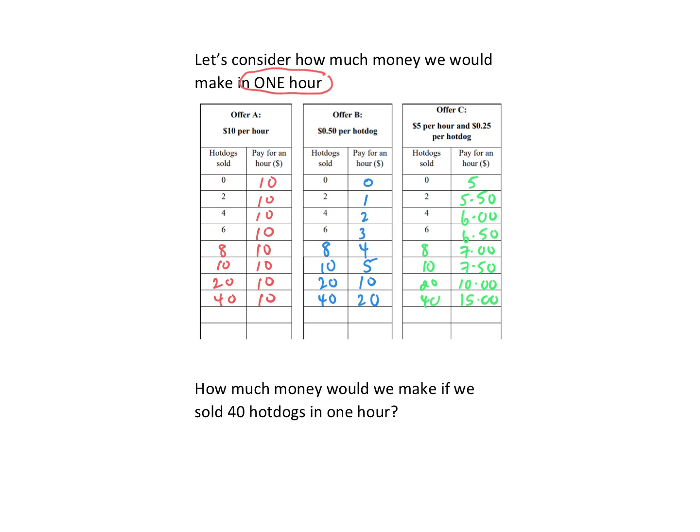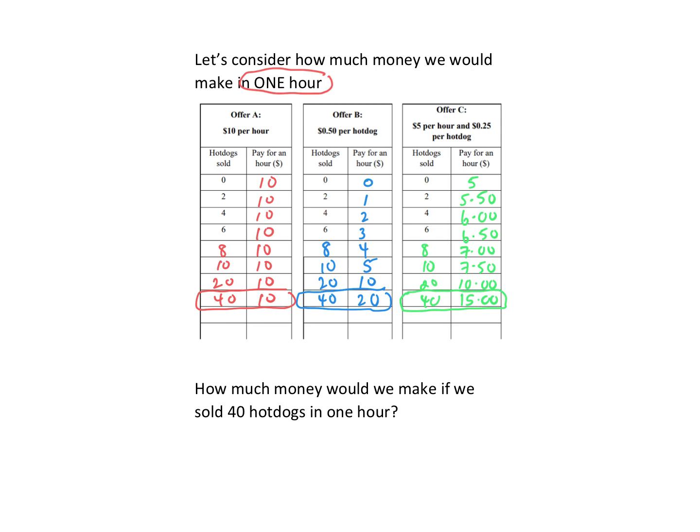The question is, how much money would we make if we sold 40 hot dogs? Well, that will depend on our salary. In offer C, I would make $15 for that hour. In offer B, I would make $20 for that hour. And in offer A, I would make $40 for that hour.